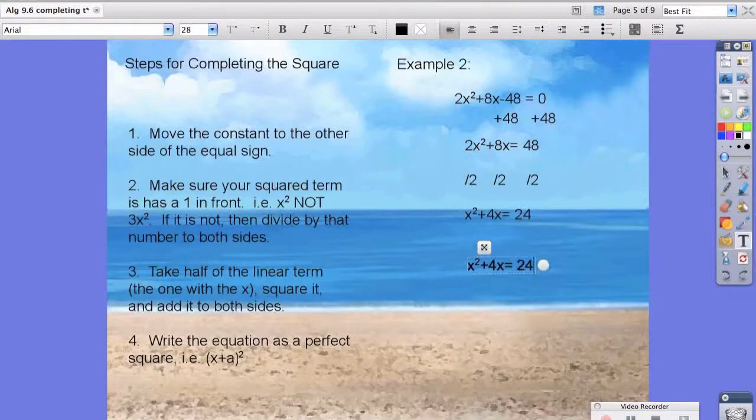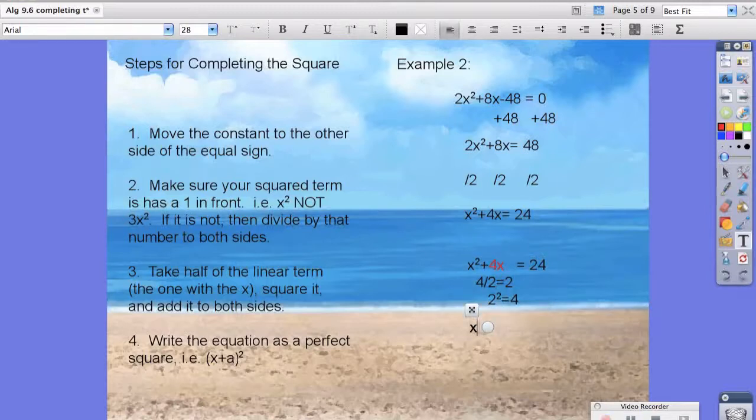For step 3, we're going to take half of the linear term. Again, the linear term is the term with an x, which I've changed to the color red. We're going to take half of that. So we take 4 and divide it by 2, which is 2. Then we're going to square it, which is equal to 4. The last part of that is we're going to add that to both sides.